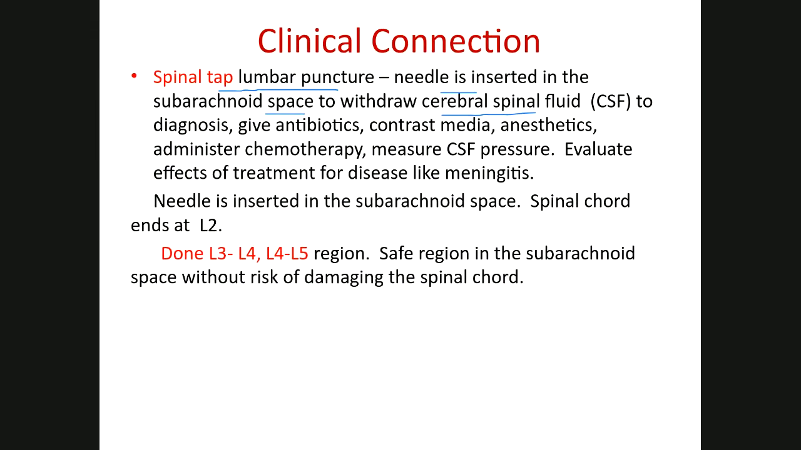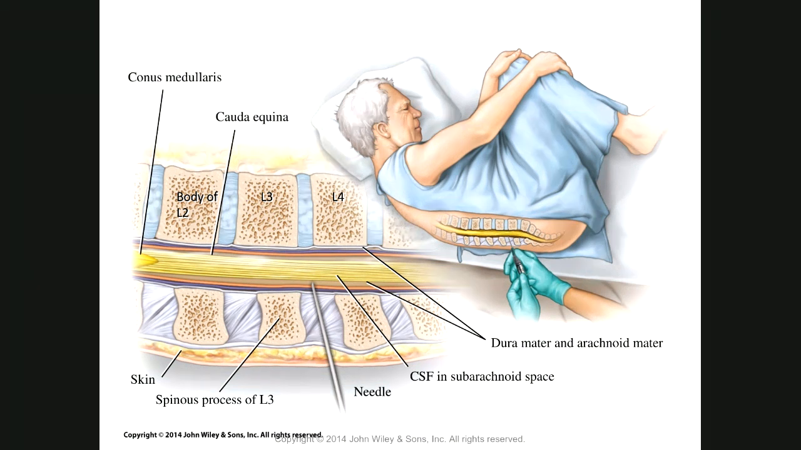So often, this needle is inserted into that subarachnoid space, and it is done at the levels of L3, L4, L5, the L4, L5 region. We know these regions are safe because the spinal cord ends at L2, and therefore this procedure is done safely without risk of damaging the spinal cord. So this is the posture of the patient. We're inserting the needle into that subarachnoid space, removing the cerebrospinal fluid, or injecting treatment in this region.